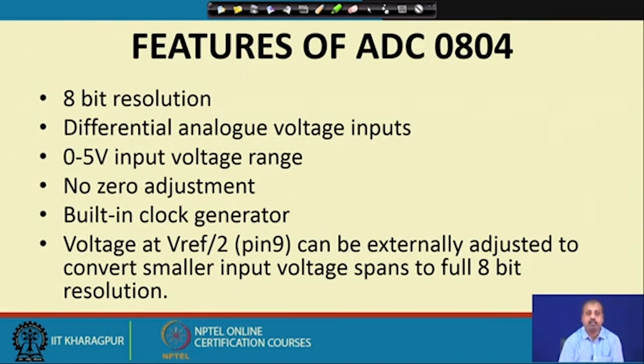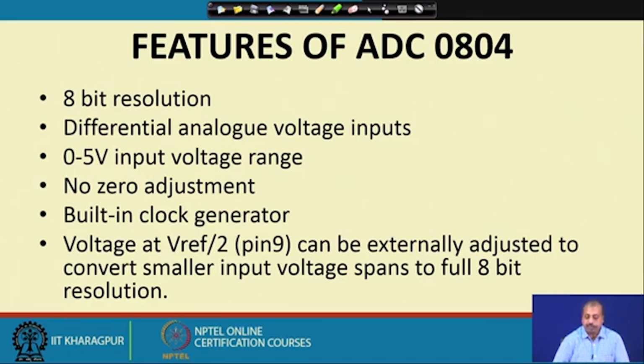There is a built-in clock generator, because when this ADC is operating, it requires a clock signal. Some ADCs have built-in clock circuitry which can feed its clock directly. In some ADCs you have to connect a clock generator externally, maybe coming from the microcontroller or from some circuitry, say 555 timer based circuitry, from which the clock is generated and fed to it.